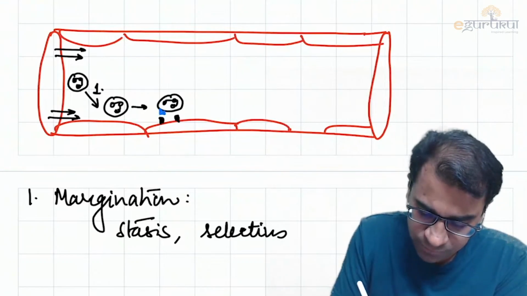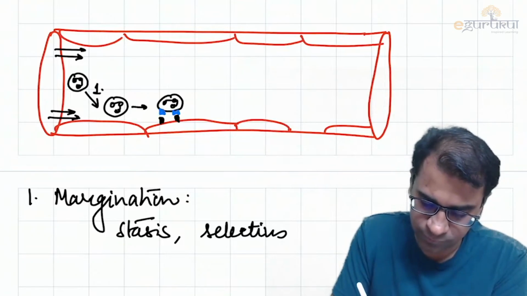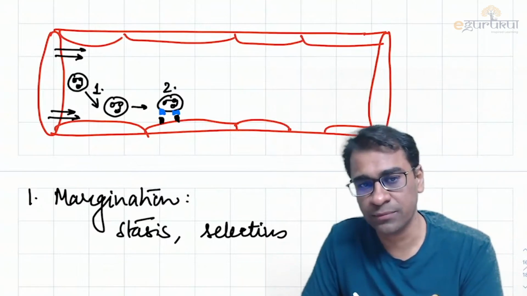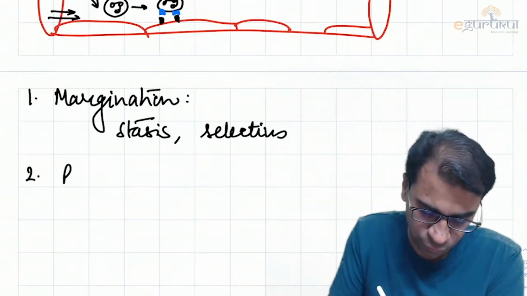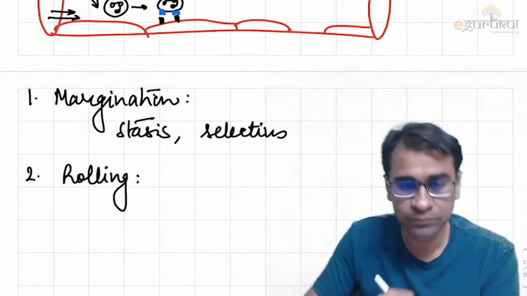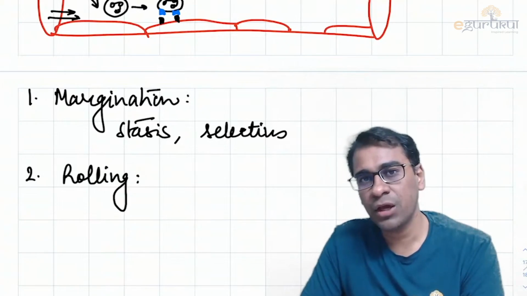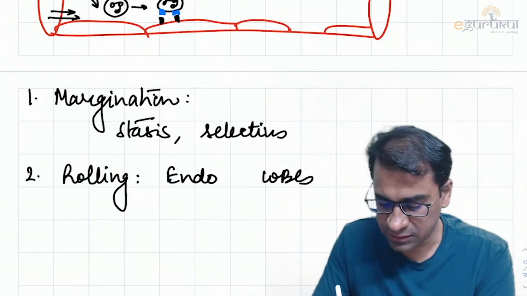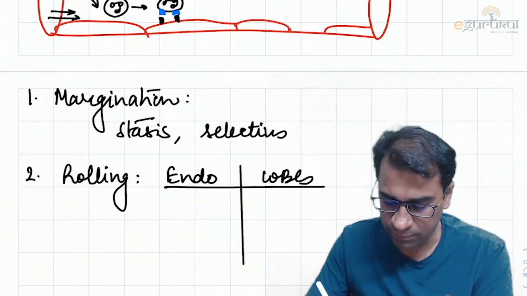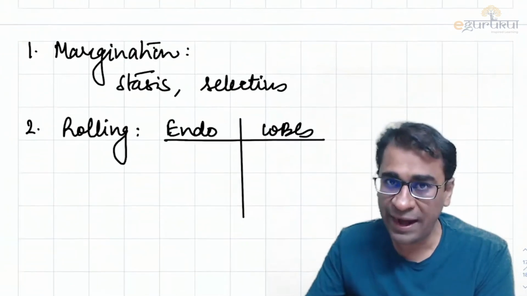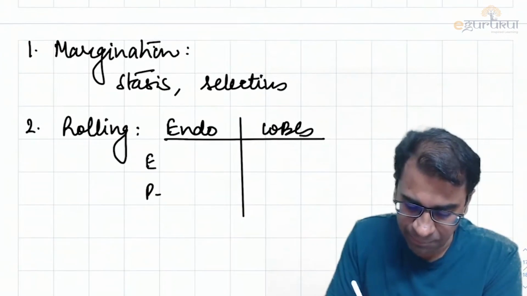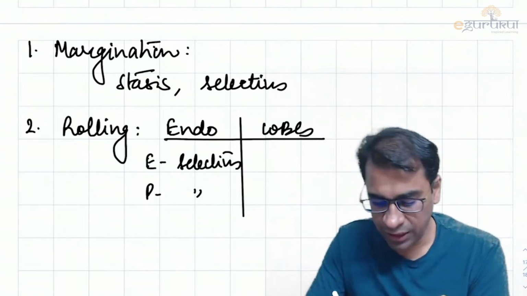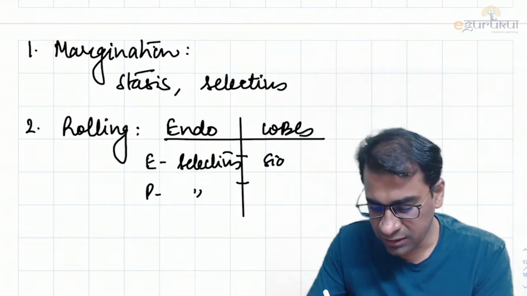So let's see what rolling is now. Step 2 is rolling. In rolling there are endothelium and white blood cells. On the endothelium, there are E and P selectins. Whereas on white blood cells, there is sialyl Lewis X glycoprotein.